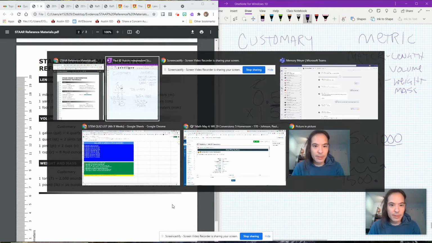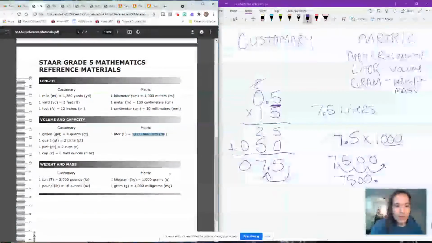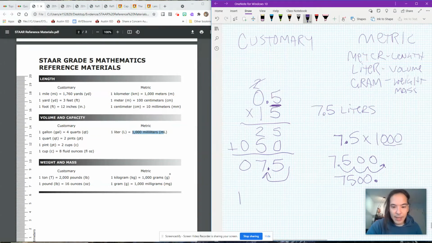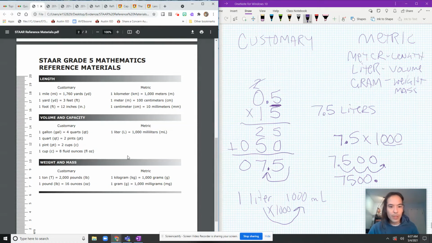It disappeared. I thought I was going to be able to write on here. Okay, but if we're going to draw like an arrow from 1 liter on your star cheat sheet, you could kind of give yourself a tip like this. So like draw the arrow from 1 liter to 1,000 milliliters. Remember, to get from 1 to 1,000, you multiply by 1,000, right?